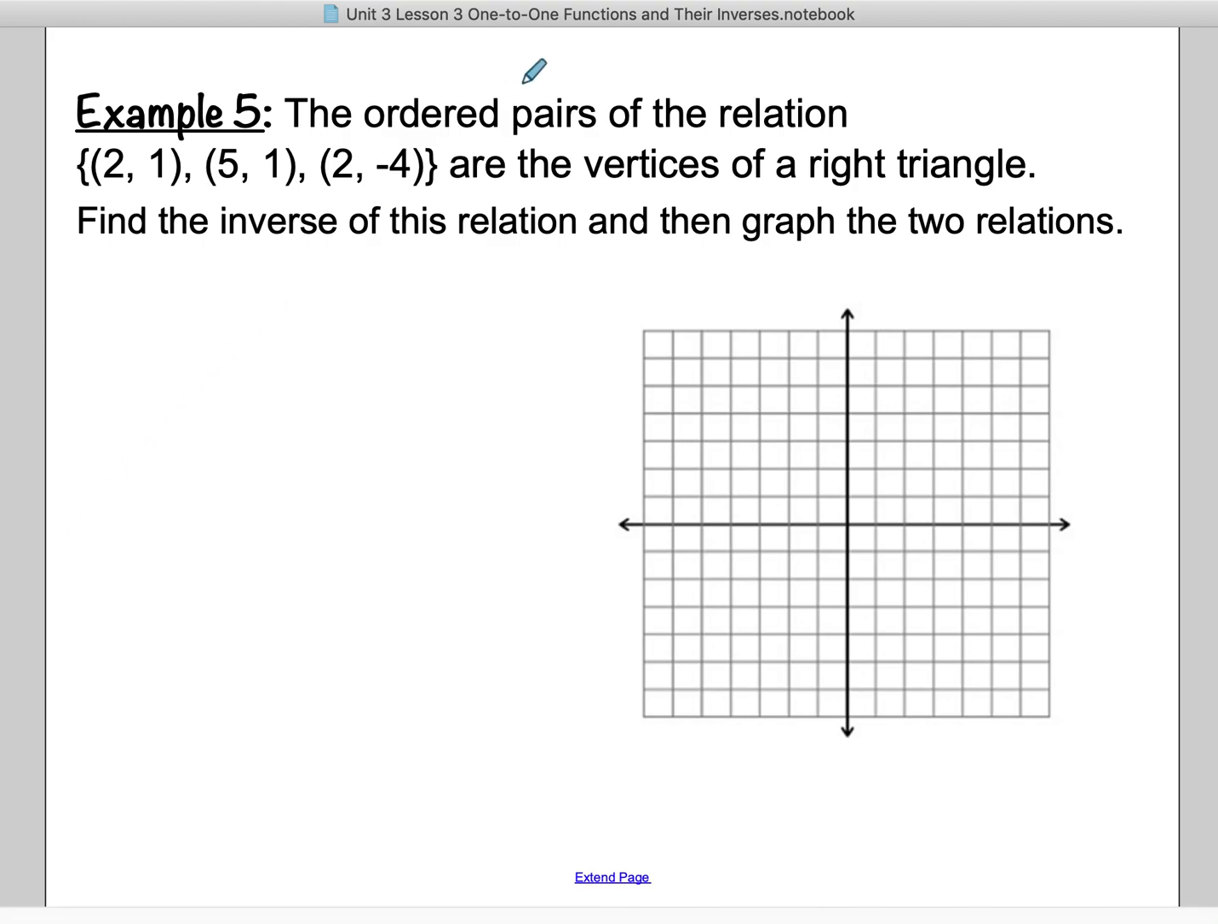Example 5. The ordered pairs of the relation are the vertices of a right triangle. Find the inverse of this relation and then graph the two relations. Okay. So inverse of this. So here's the relationship with my right triangle. The inverse.